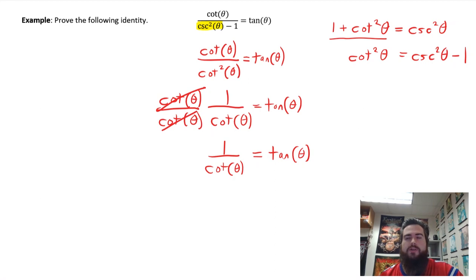Thankfully, 1 over cotangent of theta is itself already an identity. We have that the reciprocal identity allows us to change 1 over cotangent of theta into tangent of theta. And this verifies this identity.